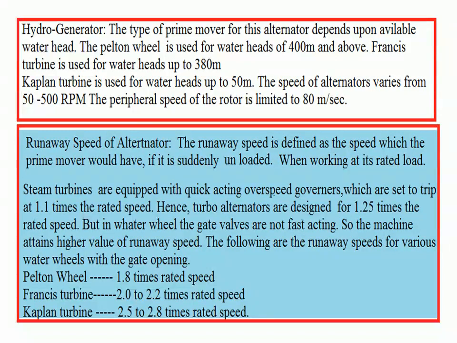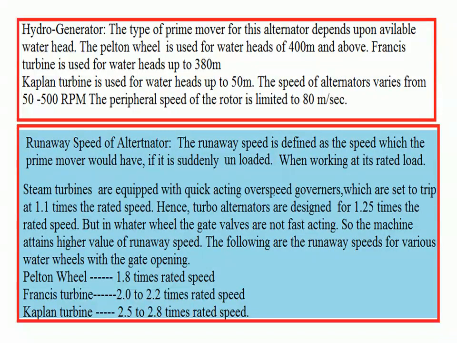Runaway speed of alternator. The runaway speed is defined as the speed which the prime mover would have if it suddenly unloaded when working at its rated load condition. So it is one of the important design parameters in turbines and alternators.